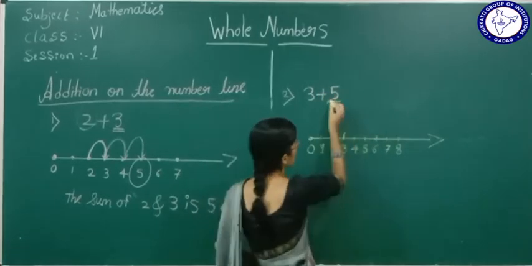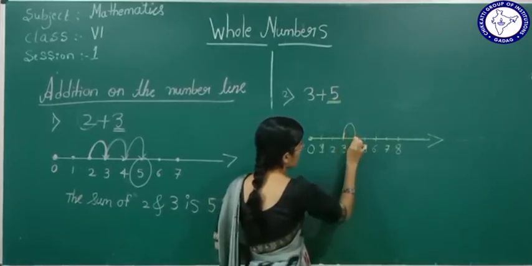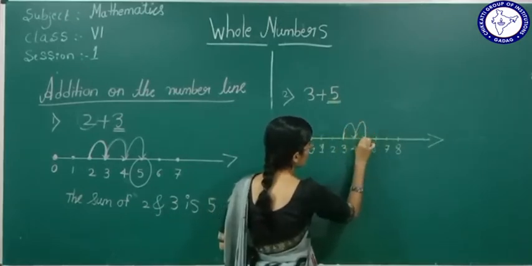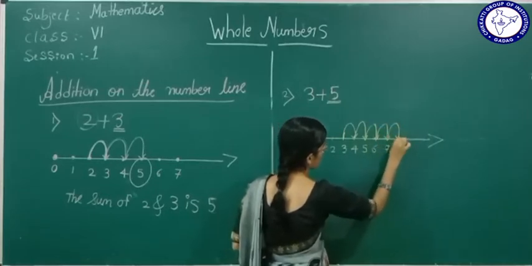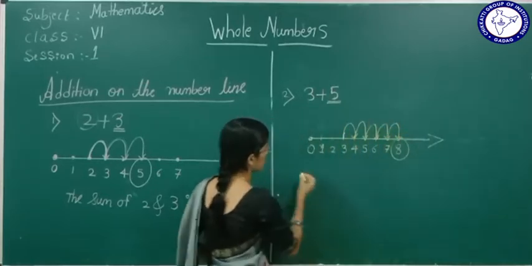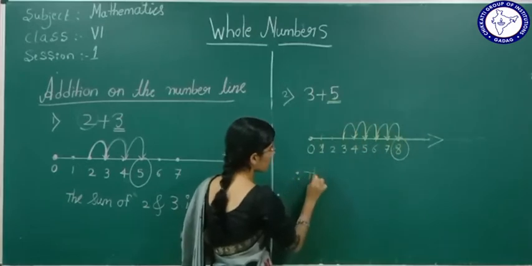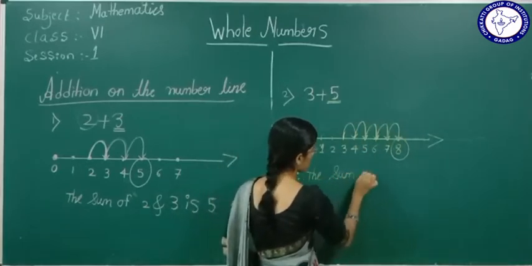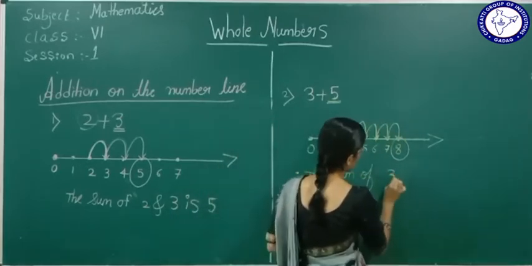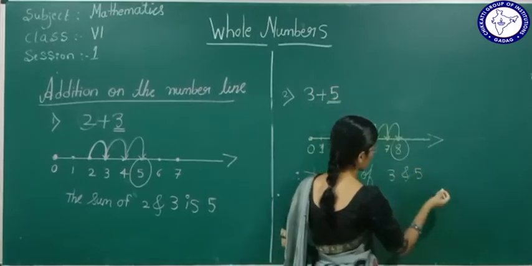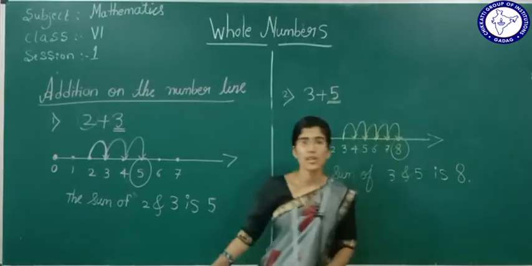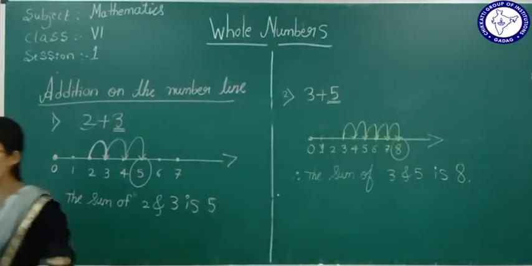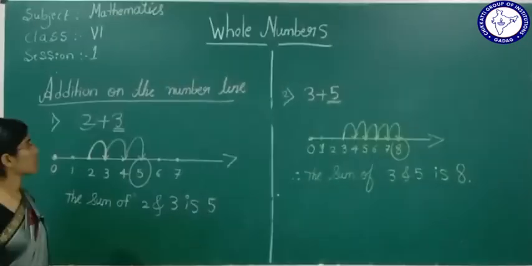Okay. How many jumps? 5. 1, 2, 3, 4, 5. What is the answer we got? 8. Therefore, the sum of 3 and 5 is 8. Okay. Like this we will do addition on the number line.